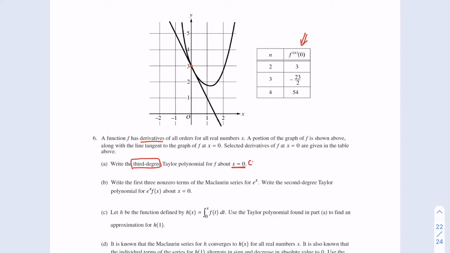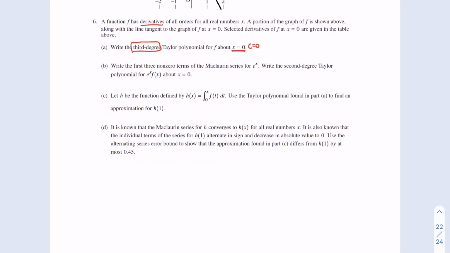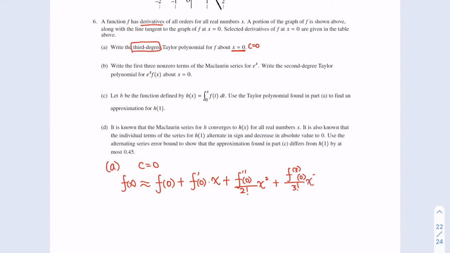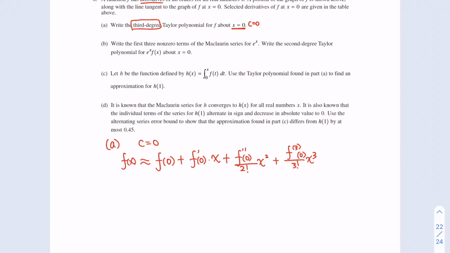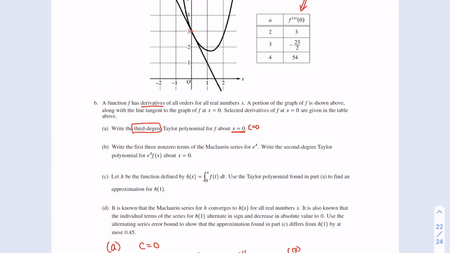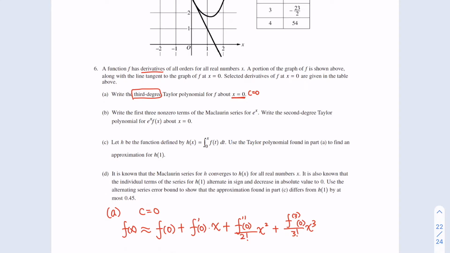So x equals 0, this is our center, c equals 0. For part A, Taylor series at center equals 0: f of x approximately equals f of 0 plus f prime of 0 times x plus the second derivative times x squared plus the third derivative. So third degree, we can stop right here, and all the derivatives are given by the table here. So we just need to plug it in. So f of 0, based on the graph, f of 0 equals 3.